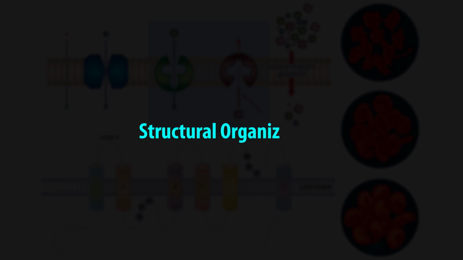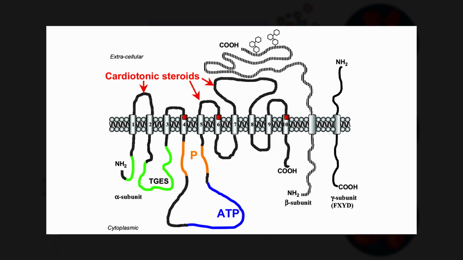First one is the structural organization. The alpha subunit, which consists of the catalytic core, binds ATP and sodium and potassium. Next is the beta subunit, which has a regulatory role and stabilizes the complex. The third one is the gamma subunit, which modulates pump kinetics in certain tissues.